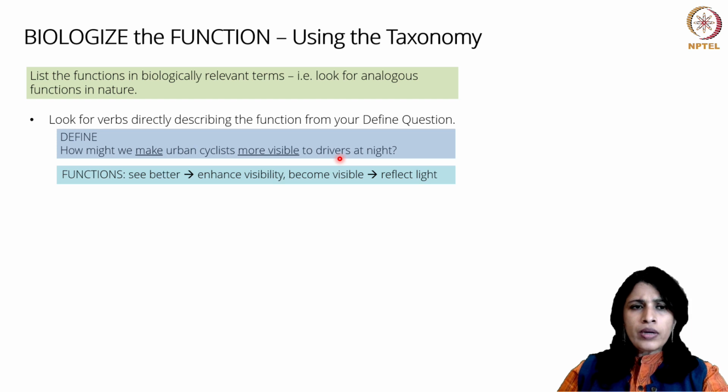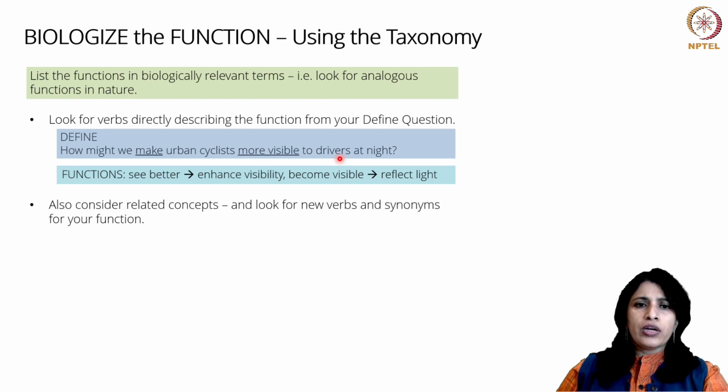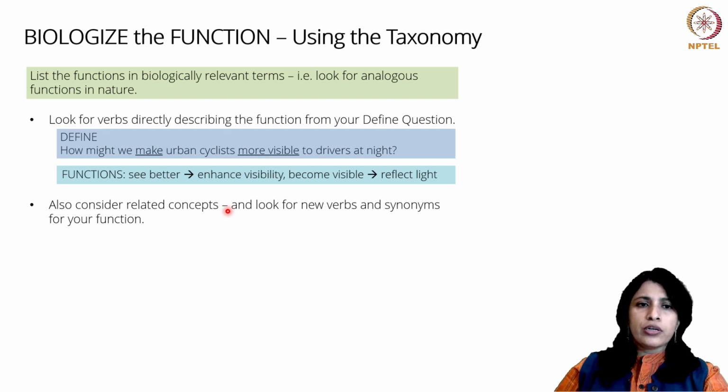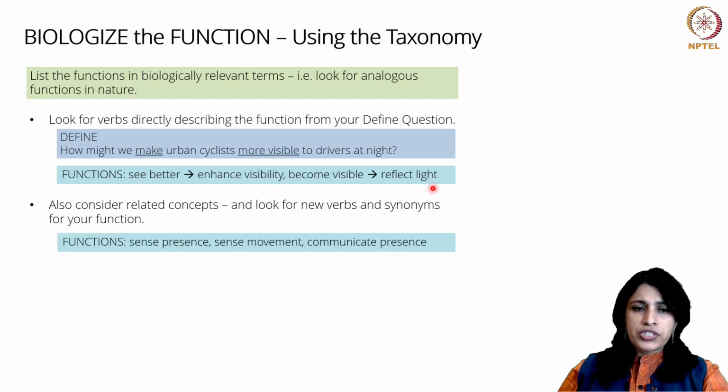You could also do one more thing. Look for related concepts, synonyms to your function. Synonyms are words that have the same meaning. So you can look at functions that are similar in nature to what you're looking at. So in this case, making more visible, which is seeing better, enhancing visibility, reflecting light, etc. So what could be similar in nature? You look at the biomimicry taxonomy and look at what is similar in nature.